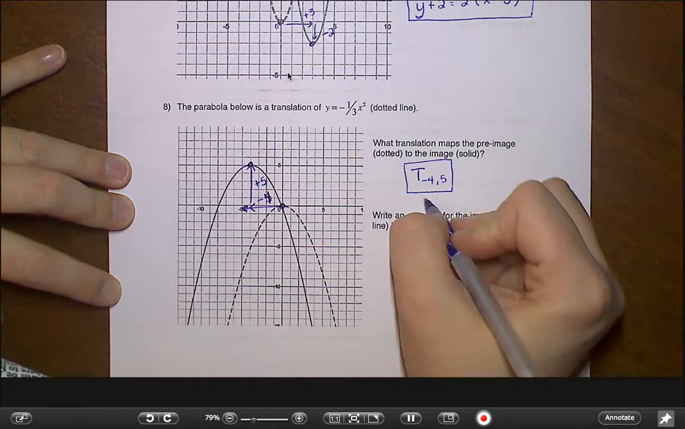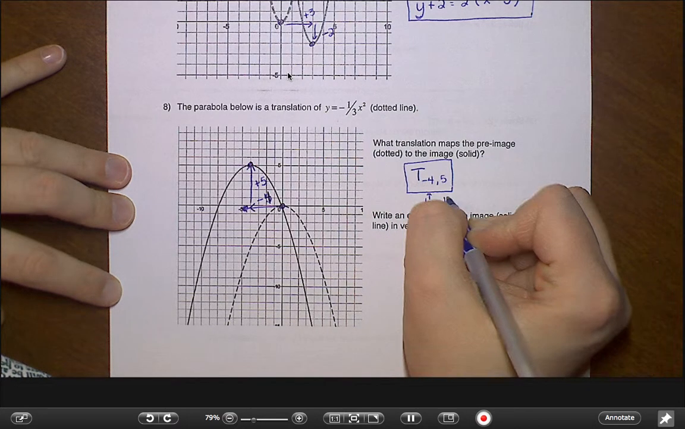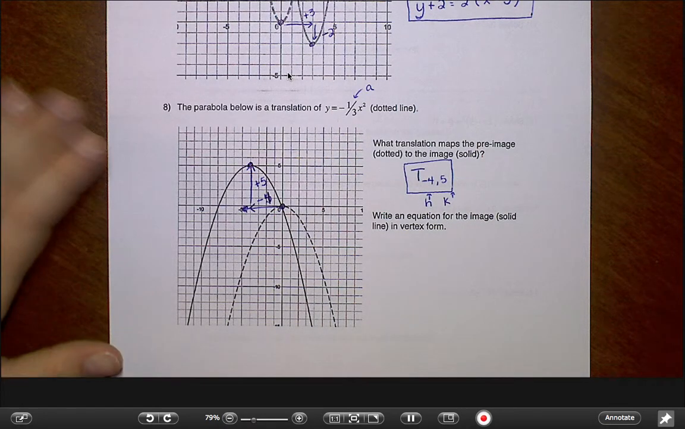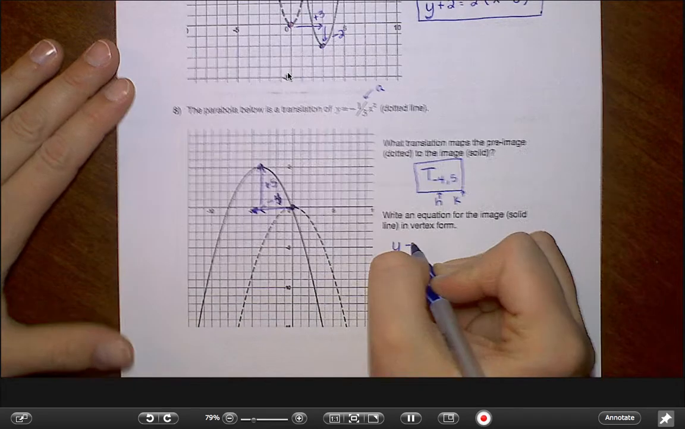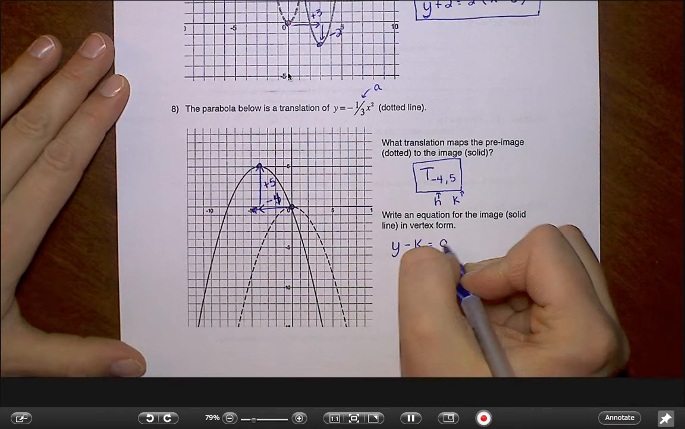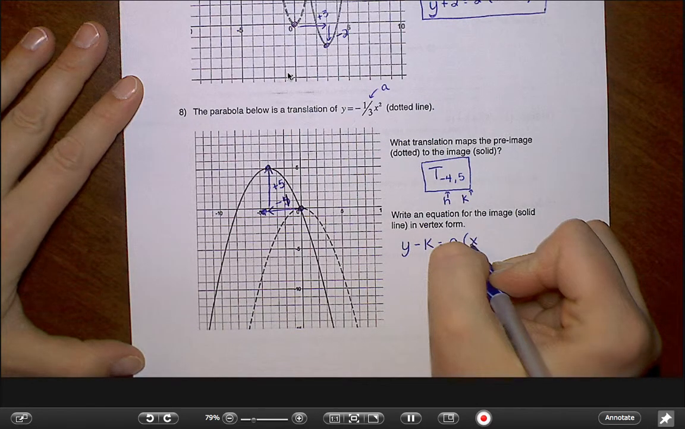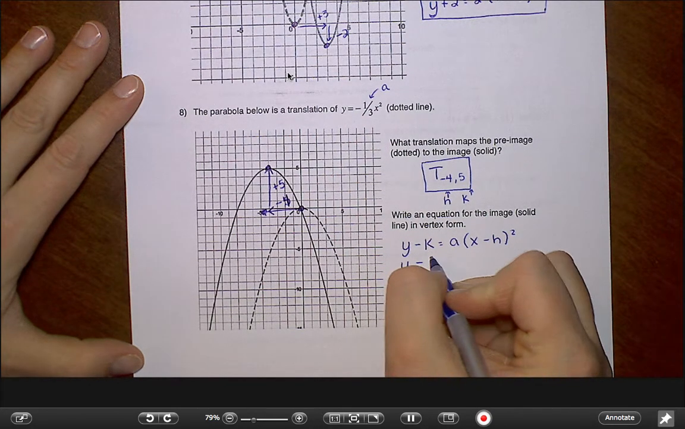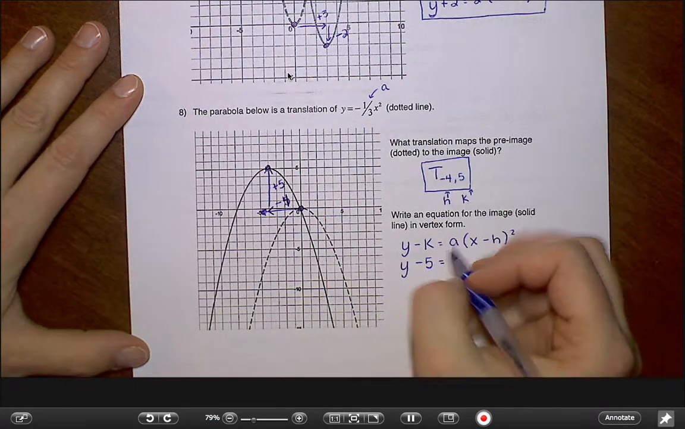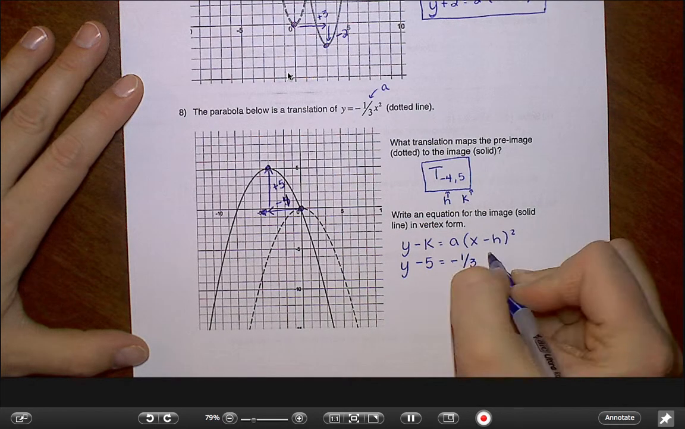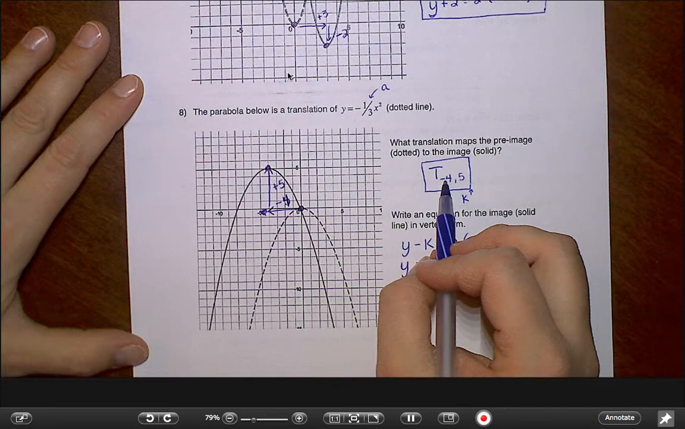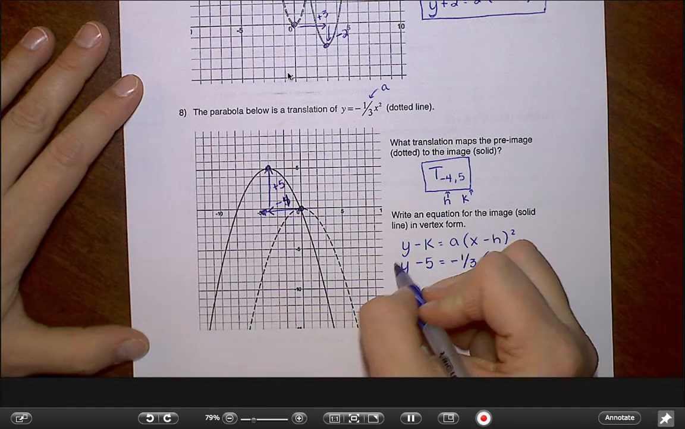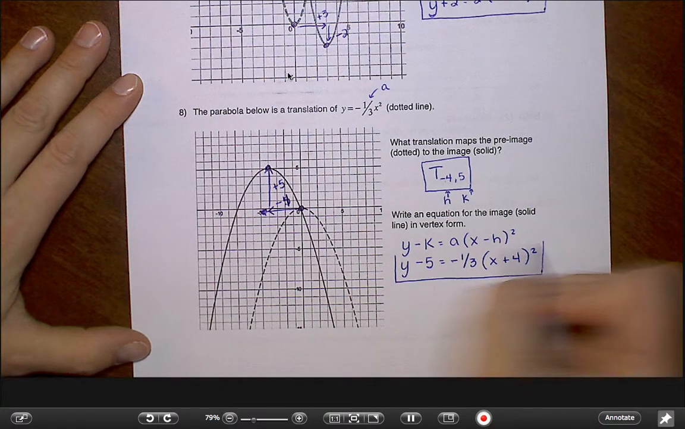And just like we did before, this is my h, this is my k, and this over here is my a value. So when I go to plug into vertex form, I'm going to write that again just so it's right next to my answer. I would say y minus k, so y minus 5, equals my a value of negative 1/3, and then (x minus h, so if I minus negative 4, that's really plus 4) squared. And there's my equation in vertex form.